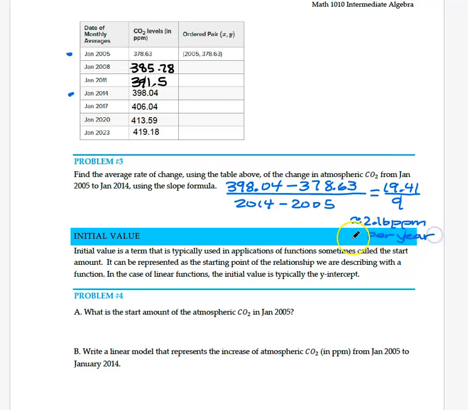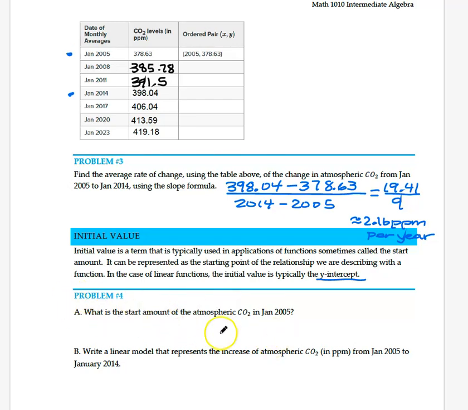So that is what it's been raising, at least between those years that we have on that. Okay, so let's keep going. When we're talking about the initial value, we also call it the start amount, and that is talking about the y-intercept when we're dealing with story problems.